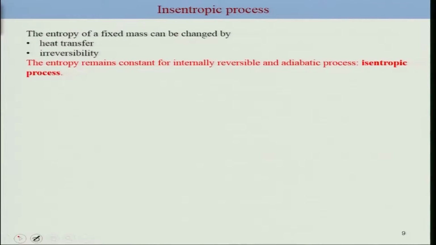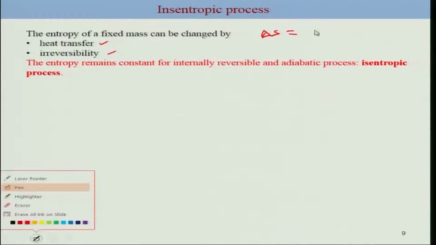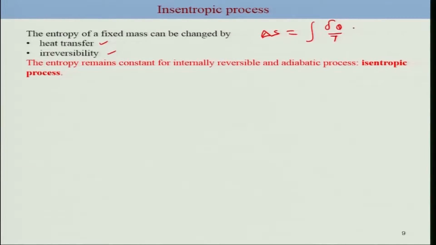So let's take a specific process, which we call an isentropic process. Let's look at what the change in the entropy for a fixed mass constitutes. The entropy of a fixed mass can be changed by heat transfer and irreversibility. As we already mentioned, delta S is delta Q by T plus S generation. So this is for a process. If you want to change the entropy of your system, you can do that by heat transfer or by any other irreversibility. So S generation is due to irreversibility, and this is your heat transfer.